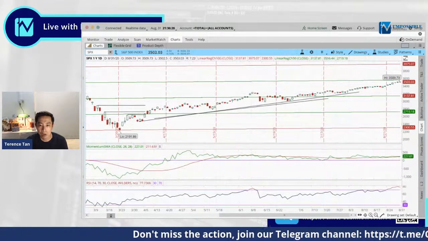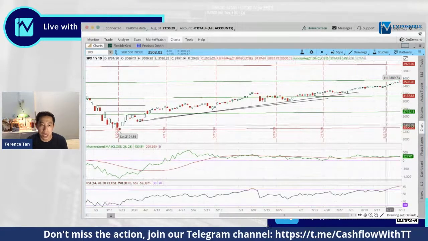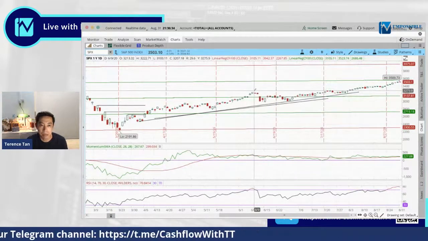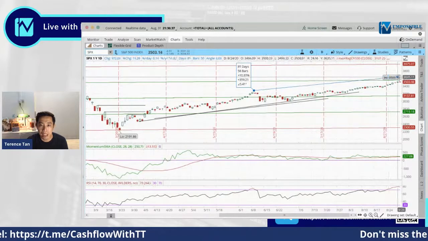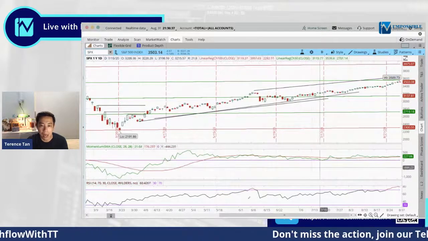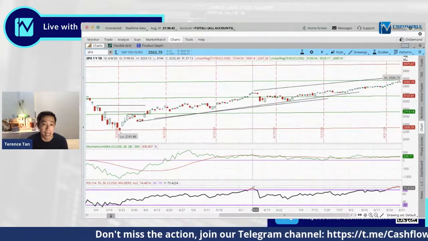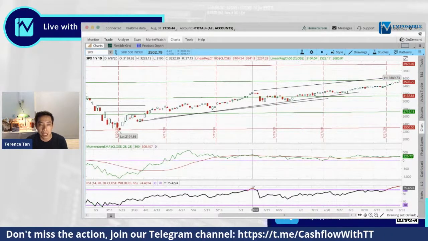Let me just bring out the drawing tool. From here to here, we can see that the market is going up. We can actually see that the market has made new highs. And what's interesting is that we should not be shorting the market yet. Now, why do I say we should not be shorting the market yet?